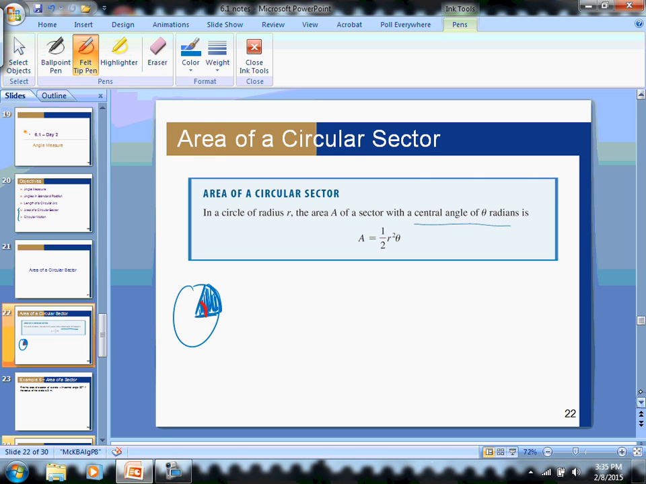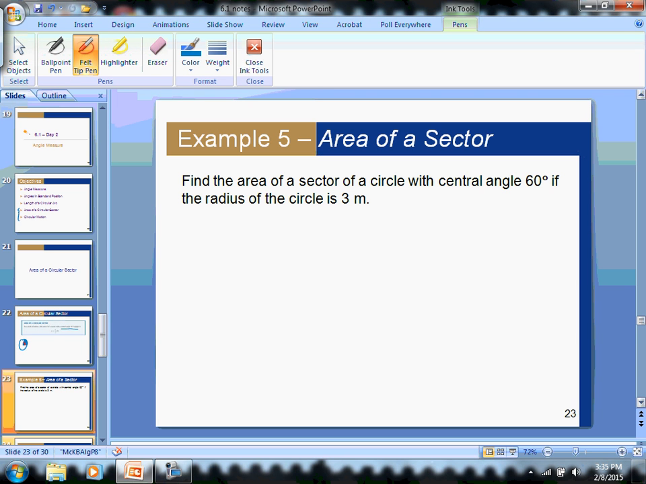Okay, so your problems to practice this concept will look like this. Find the area of a sector of a circle with a central angle of 60 degrees and a radius of 3 meters. Now the thing is, for this one, they gave you the angle in degrees. And if we're using our formula, we don't want the angle in degrees. We want it in radians. Okay, theta was the angle in radians.